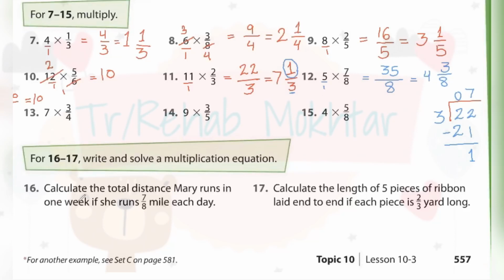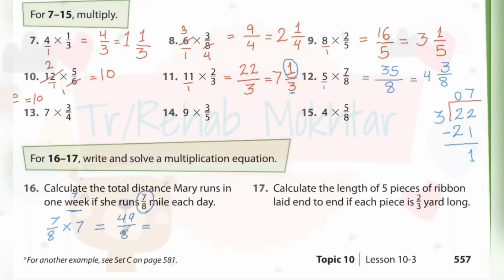Number 16, calculate the total distance Mary runs in 1 week if she runs 7 out of 8 miles each day. So she runs 7 out of 8 for 1 day. What about 1 week? How many days in 1 week? 7. So I will multiply by 7. Each day she runs 7 out of 8. What about 7 days? I will multiply 7 times 7 out of 8. 7 times 7 equals 49 out of 8.